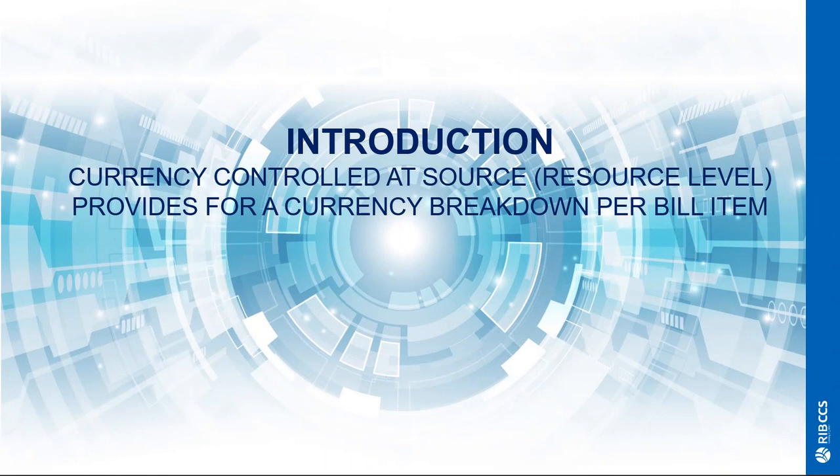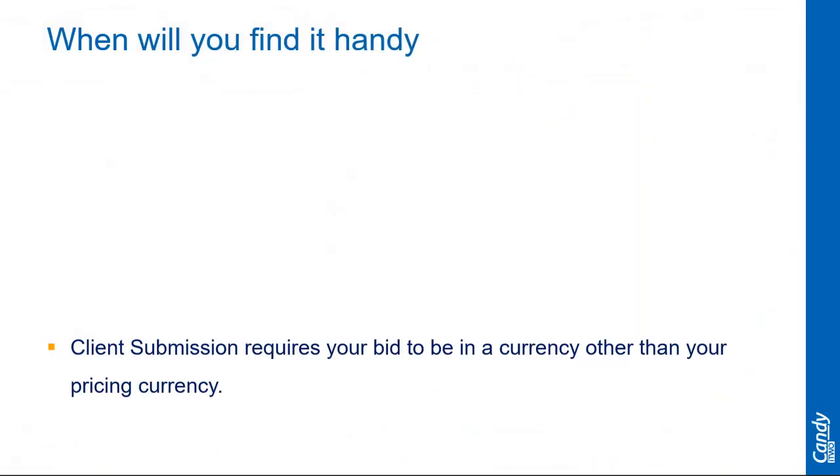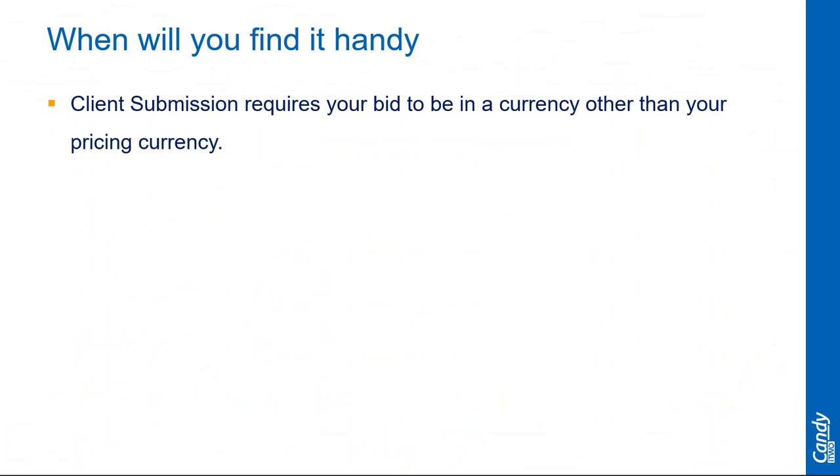Okay, so how does the foreign currency pricing work? Where do I attach, or to what do I attach the currency codes in Candy? What kind of breakdown or analysis can I generate? Currency controlled at source, that is at the resource level, which is the basic building block for an estimate in Candy, provides for a currency breakdown per bill item. And we will run you through how you would go about doing that.